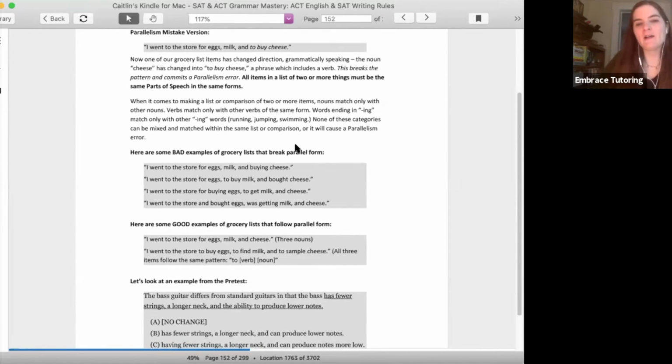All items in a list of two or more things must be from the same part of speech and in the same form. That's why it was important for us to have adjectives in our example from practice test 3 that were all in the comparative form of the adjective for the list that they were in, in order for us to have parallel structure.